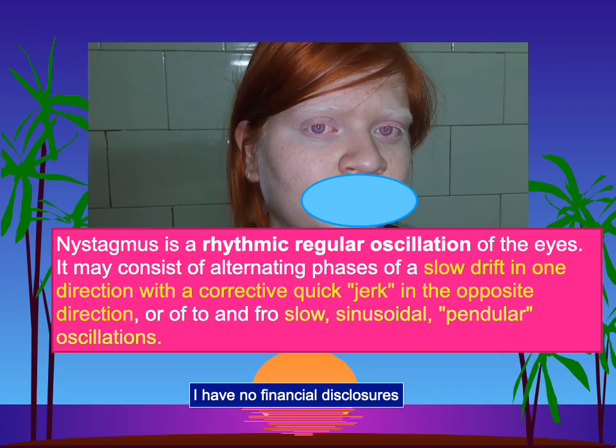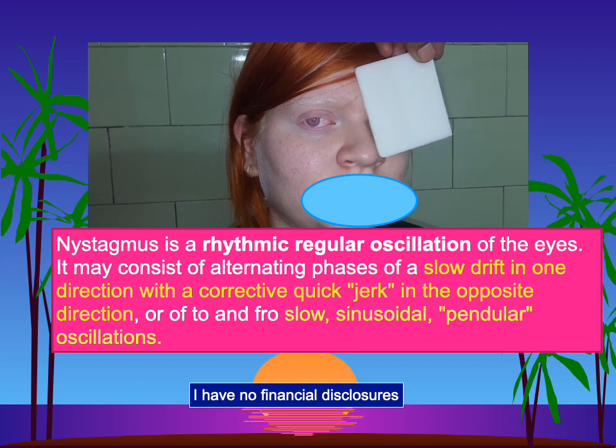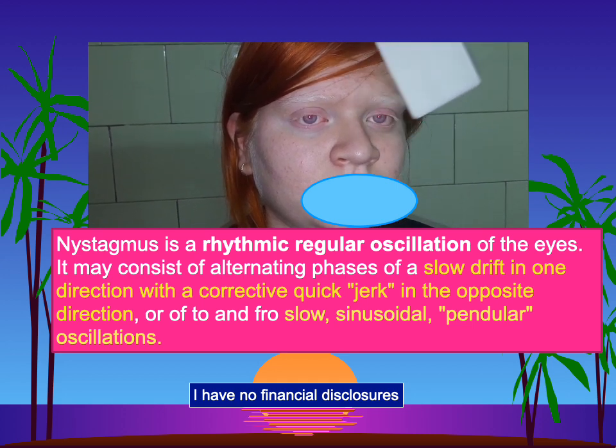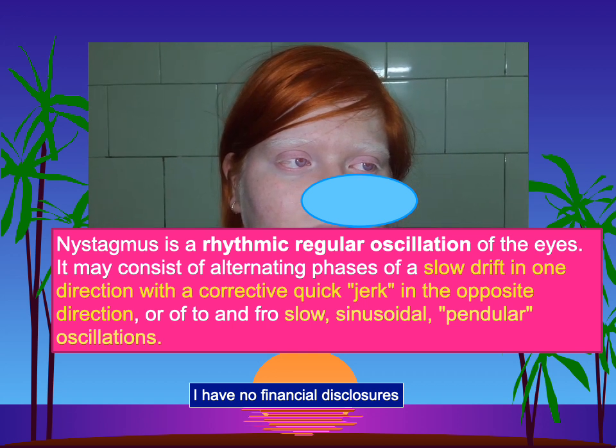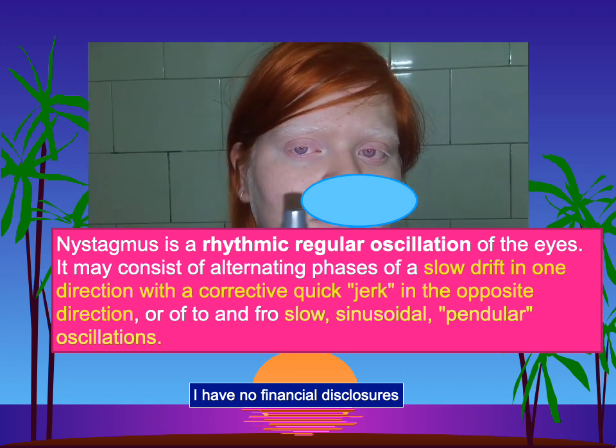Nystagmus is a rhythmic, regular oscillation of the eyes. It may consist of alternating phases of a slow drift in one direction with a corrective quick jerk in the opposite direction, or of a to and fro, slow, sinusoidal pendular movement.